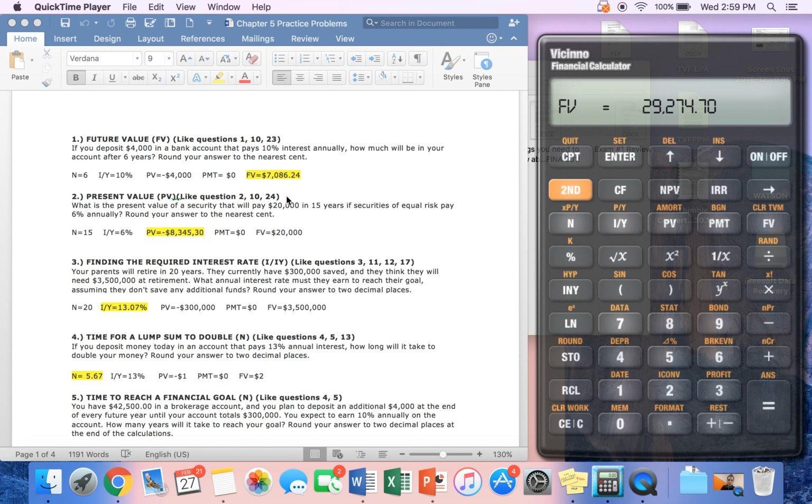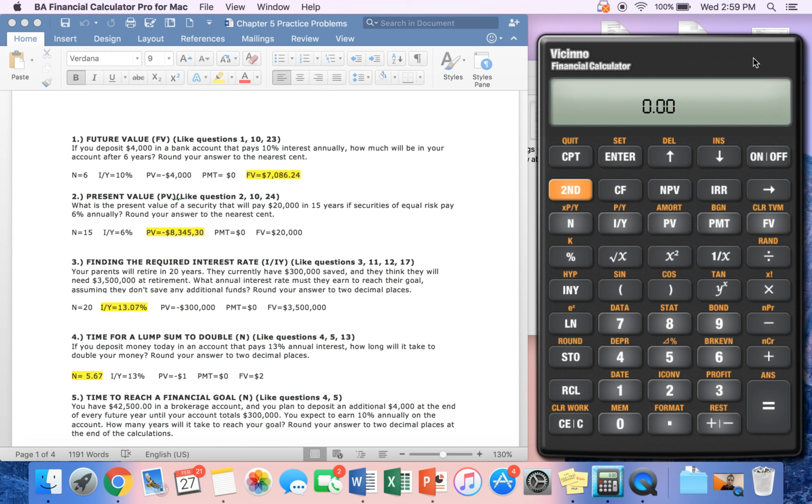When we solve in our calculator, our future value is $7,086.24. So we can come over to our calculator and solve that really quick. Again, make sure that your calculator is in end mode. There's no designation up here in the right-hand corner. We plug in 6 for N, 10 for IY, 4,000 for present value, 0 for payment, and then compute for your future value.